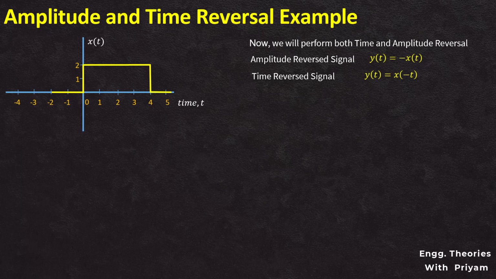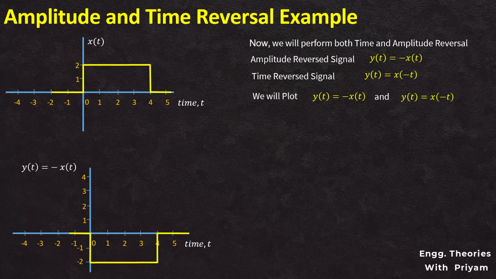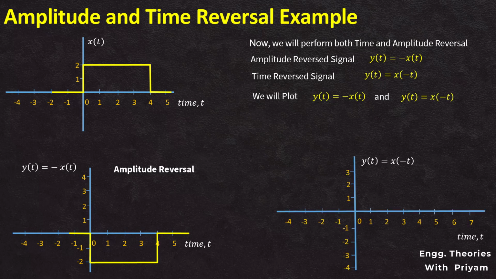So basically we will have to plot the signal y(t) = -x(t) and y(t) = x(-t). For the amplitude reversal, when we plot this signal y(t), then simply the signal x(t) will be flipped by the y-axis. And for the time reversal, when we plot the signal, x(t) will get flipped by the x-axis.